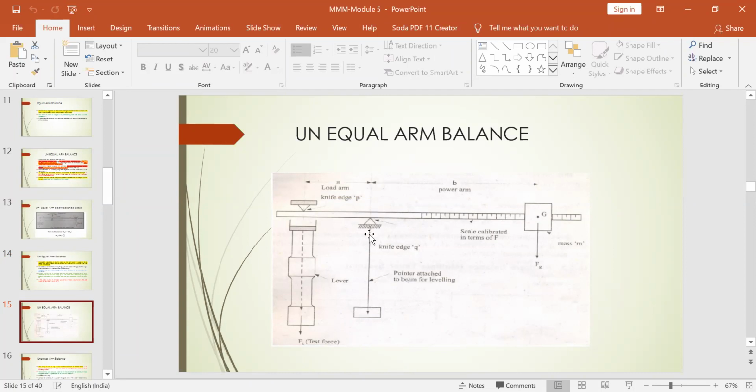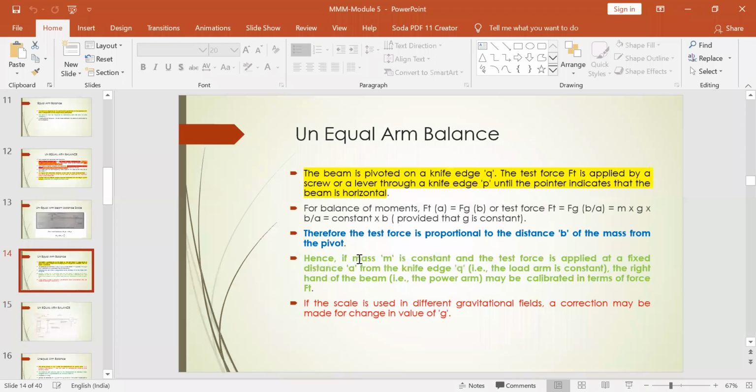So any variation in that will be associated with the pointer, which will move and show the variations. So this is for balancing. And as a result, this is the equation we have to achieve at the balance of moments. So in order to find the test force, you can then reduce the equation. So test force will be equal to the gravitational force into B by A. So here B is the variable.